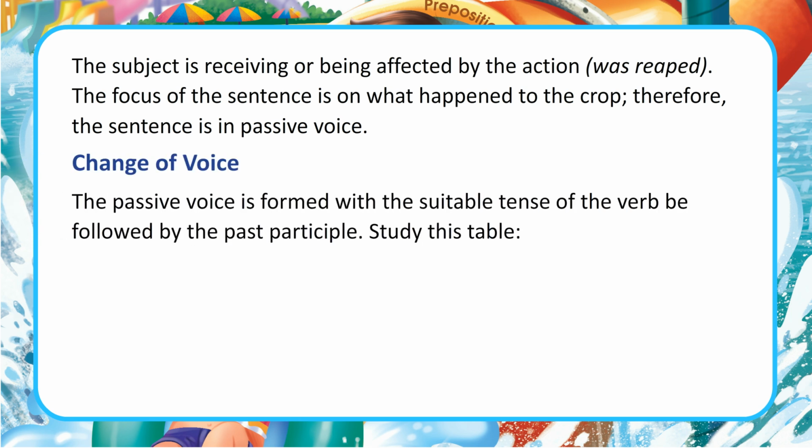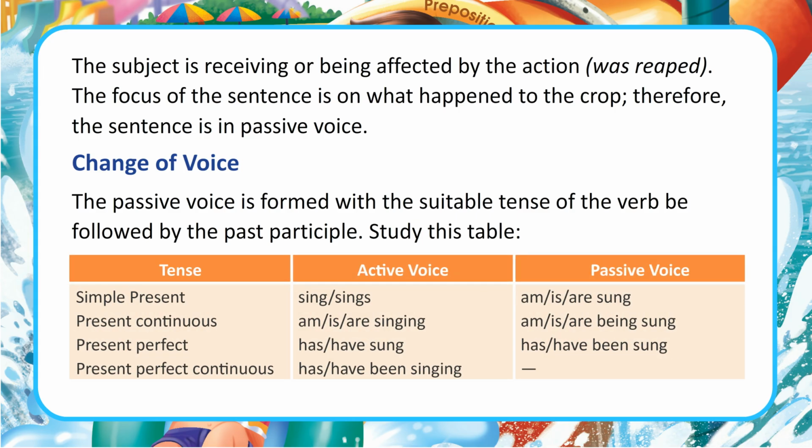Change of voice. The passive voice is formed with the suitable tense of the verb be followed by the past participle. Study this table. Tense, active voice, passive voice. Simple present: sing/sings, am/is/are sung. Present continuous: am/is/are singing, am/is/are being sung. Present perfect: has/have sung, has/have been sung. Present perfect continuous: has/have been singing.